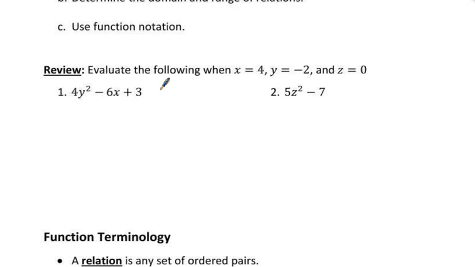We're going to evaluate these expressions given x equal 4, y equal -2, and z equal to 0. Every time that you substitute, I recommend using parentheses. So 4 times (-2) squared minus 6 times 4 plus 3. Using parentheses every time you substitute will cut down on a multitude of mistakes that students tend to make.